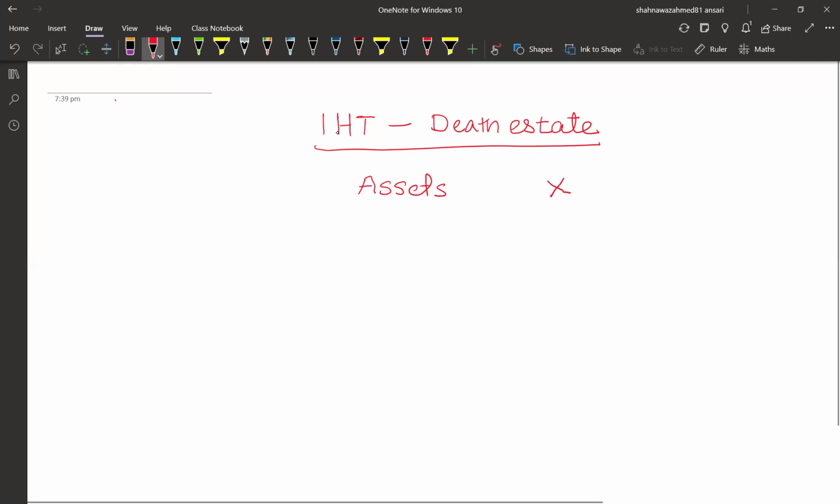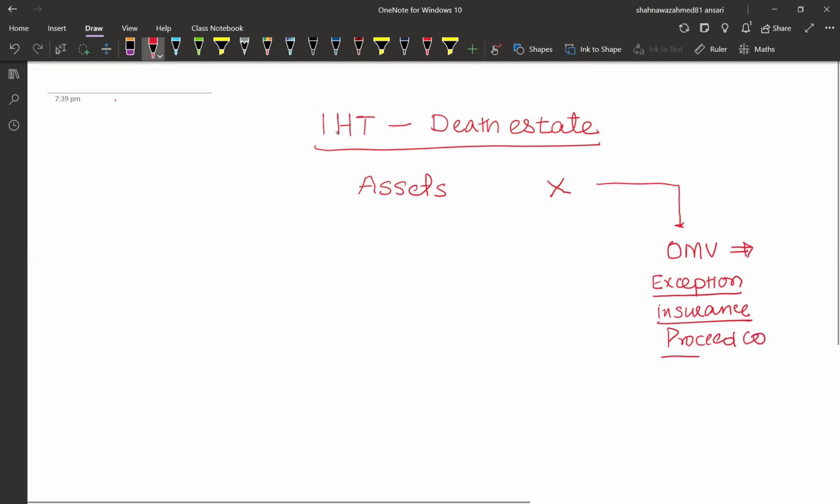There is no exemption. But remember one point: in order to identify the value of an asset, we need to use the open market value of the assets. There is an exception in the case of a life assurance policy of the person. In that case, we have to use the proceeds received from the insurance company. We will not use the open market value. Other than that, we'll use the open market value.